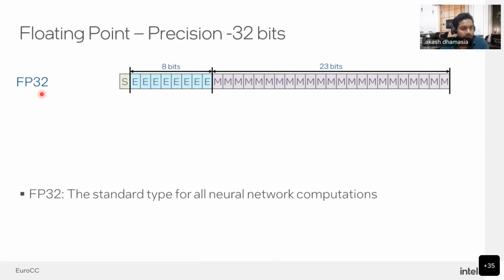So in floating point 32, you can see this is the binary representation of floating point 32. We have a sign bit, and then 8 bits are used for storing the exponent, and then 23 bits are used as the mantissa. This is a standard, very famous data type which frameworks normally use to store values.